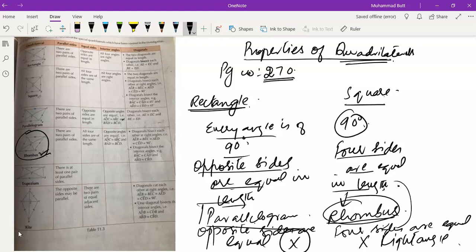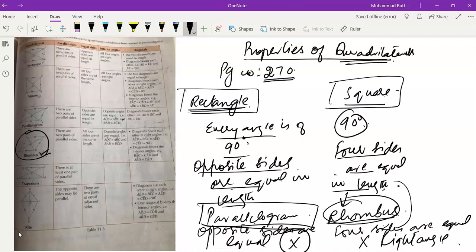Now, if you look at these four shapes, rectangle, square, parallelogram, and rhombus, they share some properties. Rectangle and square share the property that every angle is 90 degrees. Similarly, parallelogram and rhombus share the property that there isn't any angle of 90 degrees. Square and rhombus share the property that all four sides are equal in length.